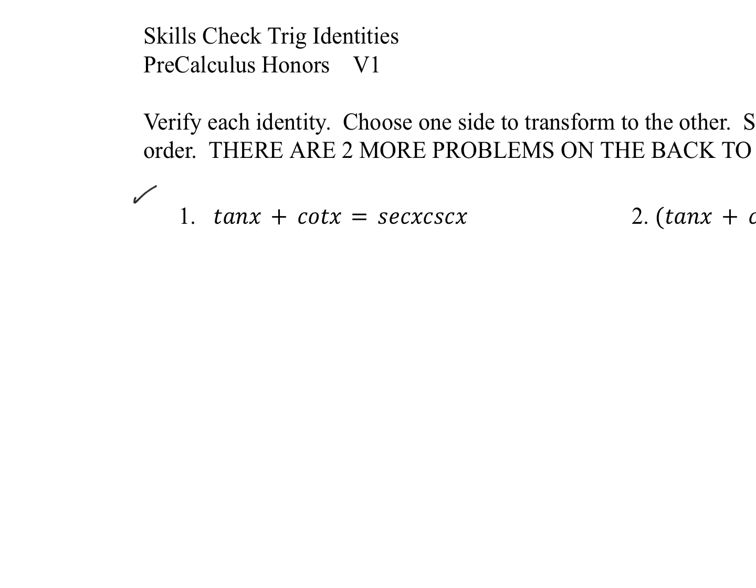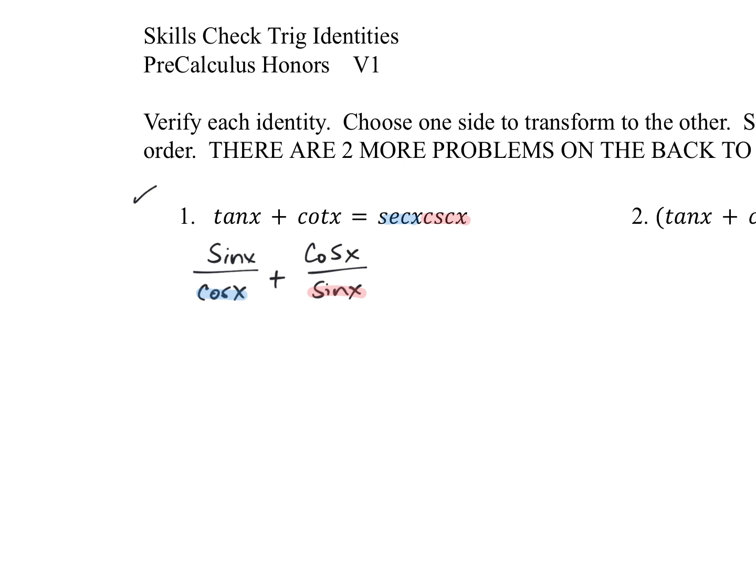So my first step on the left-hand side would be to rewrite tangent x as sine x divided by cosine x, and cotangent as cosine x divided by sine x. And while it doesn't necessarily get us exactly where we're going, there's some hints that this is a good idea. Dividing by cosine is reminding me of secant. Dividing by sine is reminding me of cosecant. Let's see if we can get there.